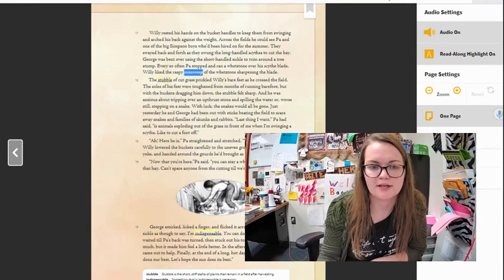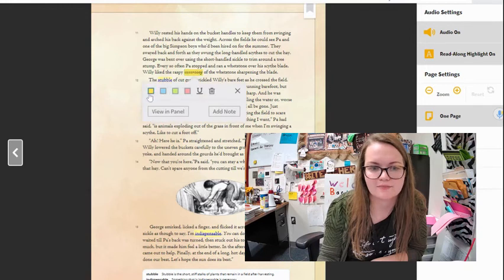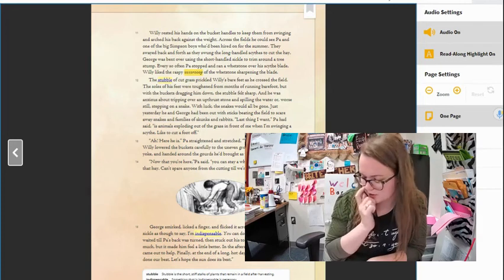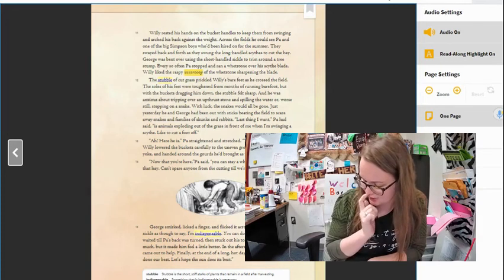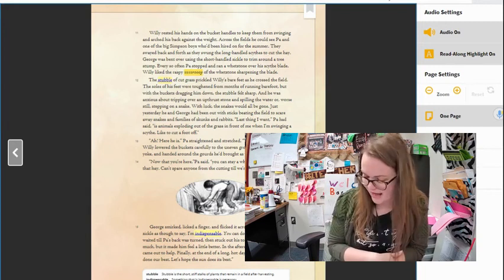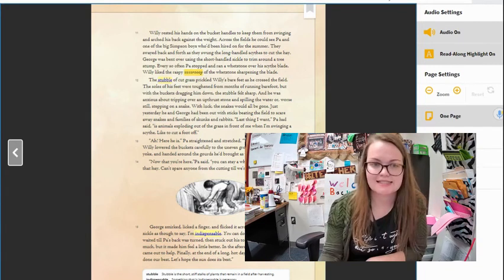There's an onomatopoeia, figurative language, to help us visualize. Okay, I want y'all to read the rest of the story on your own, but as you read, I want to make sure that you pay attention to what's happening with the characters. Okay, pay attention to how you can use your 5 senses to visualize.